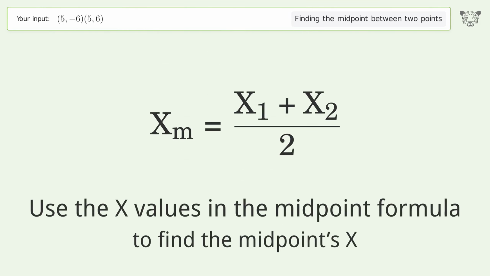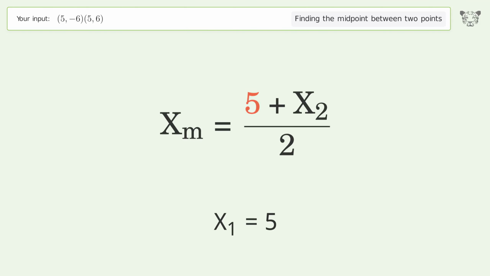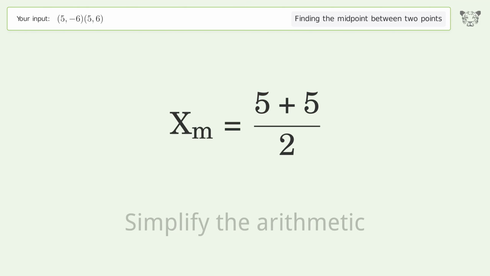Use the x values in the midpoint formula to find the midpoint's x. x1 equals 5. x2 equals 5. Simplify the arithmetic.